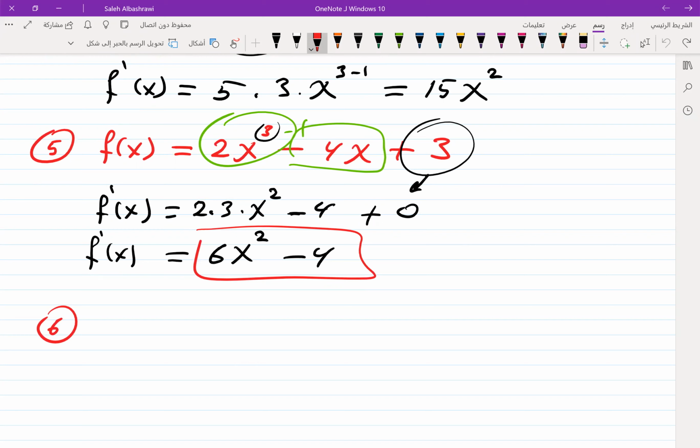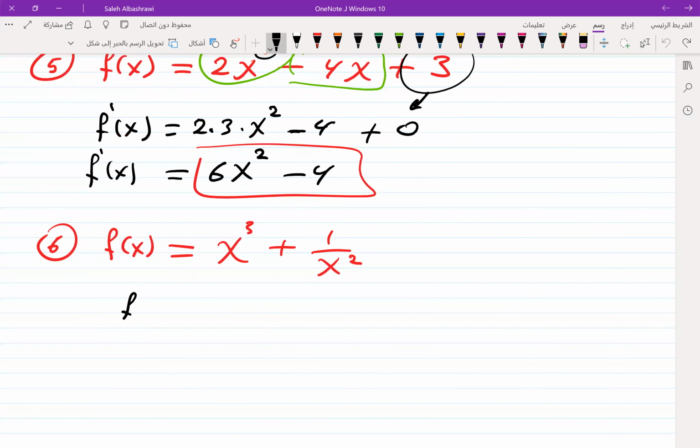Number 6. f of x equal to, let's say, x to power 3 plus 1 over x to power 2. Let's find the derivative of this function. But let me just rewrite it in a good way. The function itself is equal to x to power 3 plus 1 over x squared. I will write it as x to power minus 2.